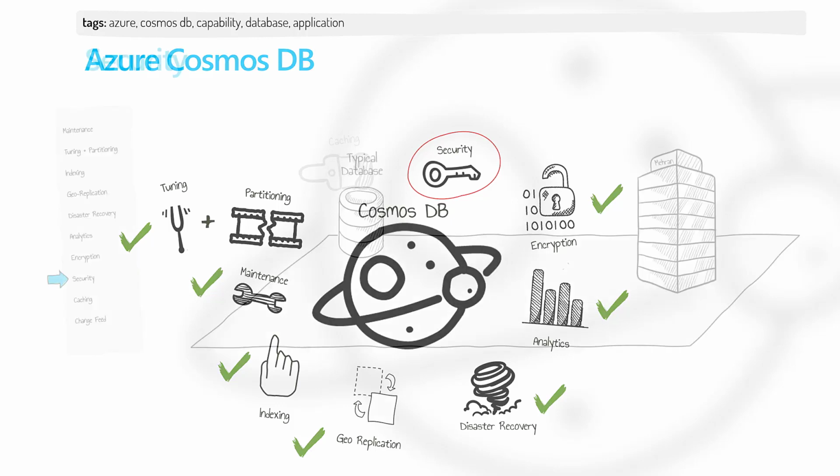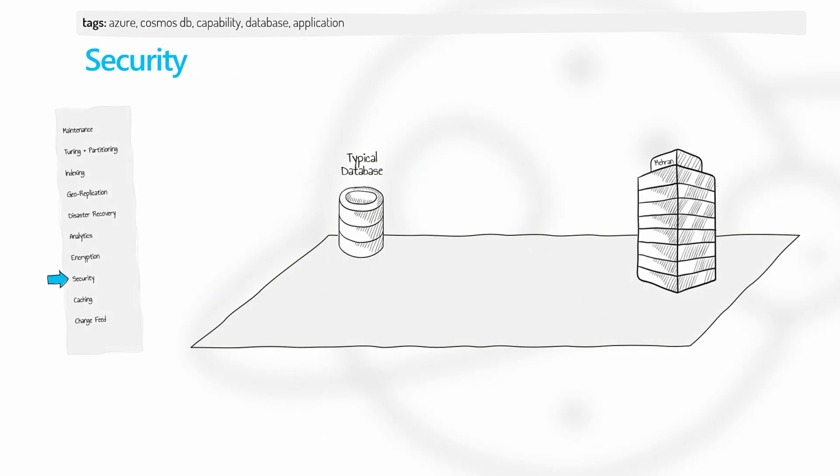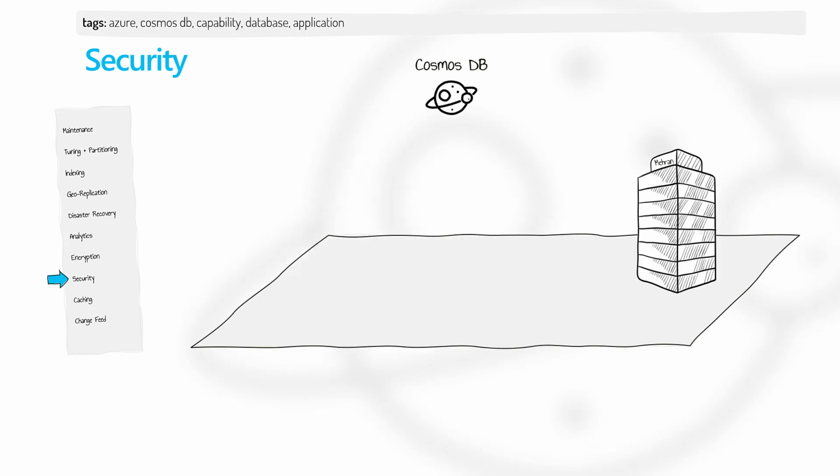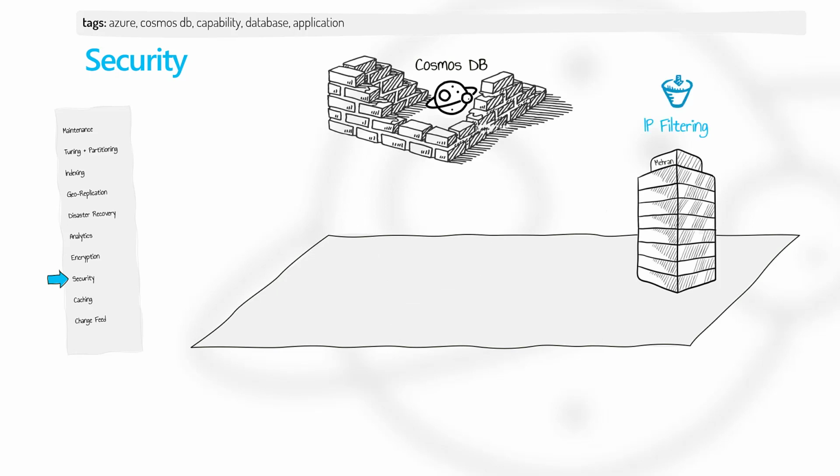On the topic of encryption, let's talk about security. In a typical scenario, the database is maintained on-premise by an enterprise, so that only the people from within the organization can access the database. Administrators put additional controls around the database to prevent unauthorized access. For Cosmos DB, even though the database instance is provisioned in Azure, developers can enable IP filtering, so unauthorized IP addresses cannot access the database.